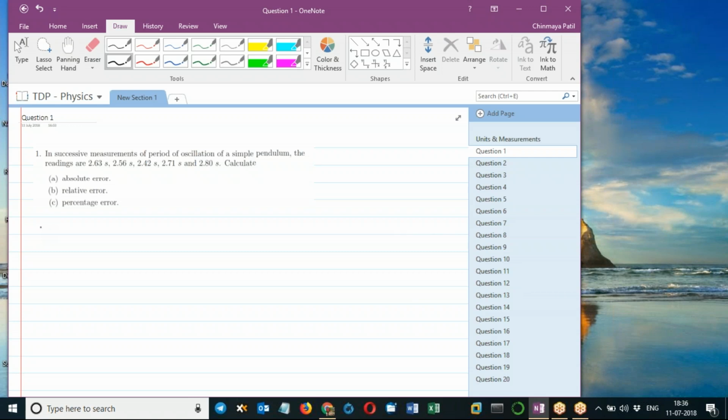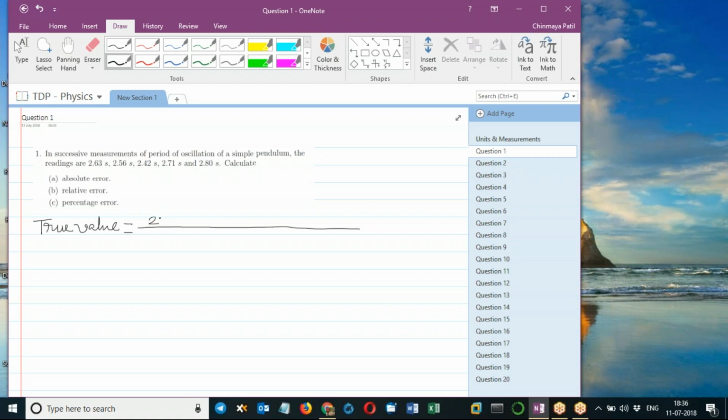Now to find absolute error, relative error and percentage error, the first and foremost thing is that we need to find the true value of these measurements. So how to find the true value? The way to find true value is something like this. I am writing here true value. True value is going to be the sum of all these 5 values, as given in the question, divided by the number of measurements.